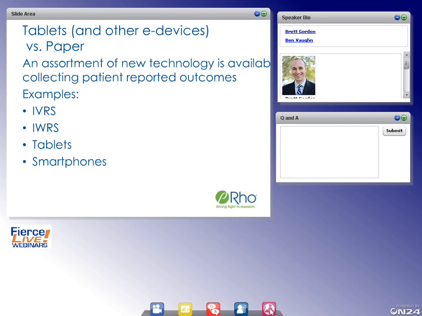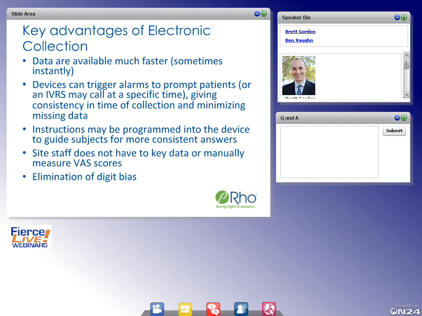So the major advantages of electronic collection is that the data are available almost instantly. You can monitor your data almost in real time. It's available right then. You can also program the devices to trigger alarms to prompt the patients. An IVRS can call them at home or on a cell phone. You get much more consistent timing of collection, and you have less missing data when they're actually prompted.